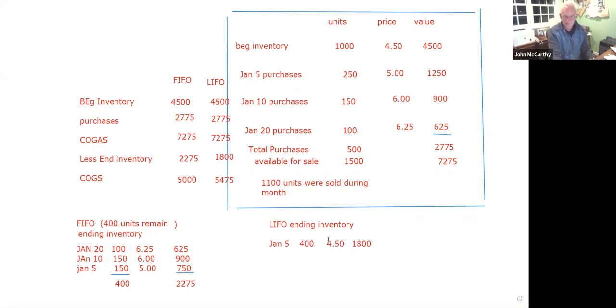On LIFO, it's the opposite concept. If they're last in, first out, that means it's the oldest purchases that are still on hand. We need 400 units. We have 1,000 to pull from here. So we take 400, even though there's a whole pool of 1,000, we only need 400 of that because that's what's on hand. So 400 times $4.50 is 1,800. We plug that into the LIFO ending inventory. Subtract that from this column, it gives you LIFO cost of goods sold.